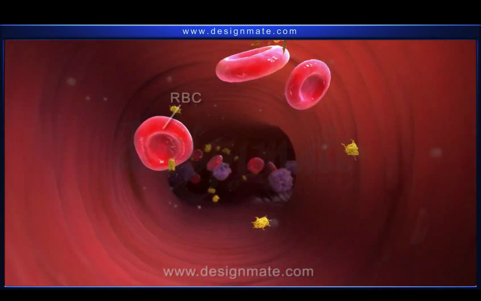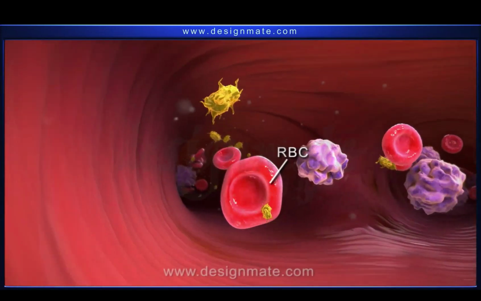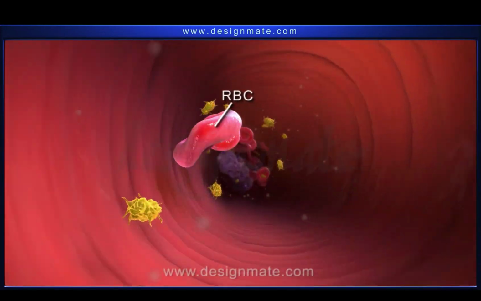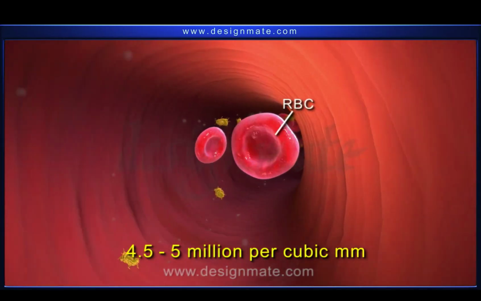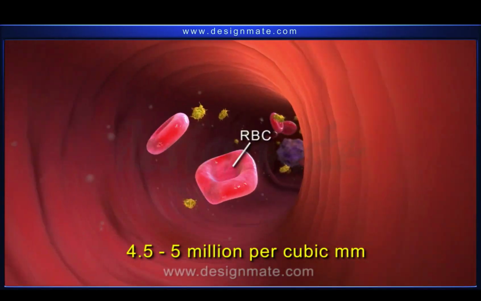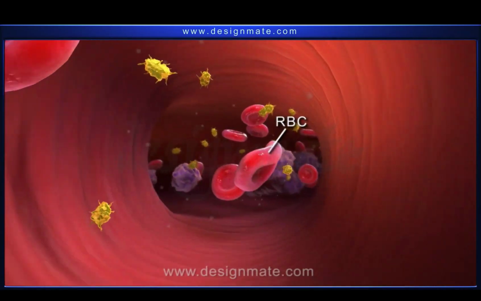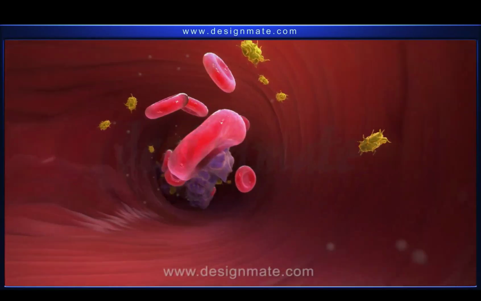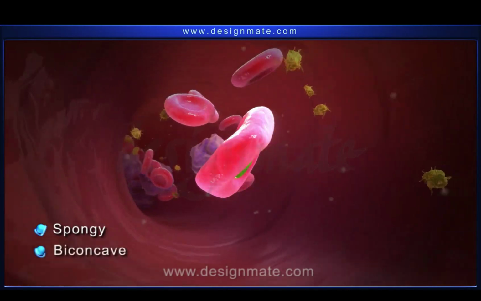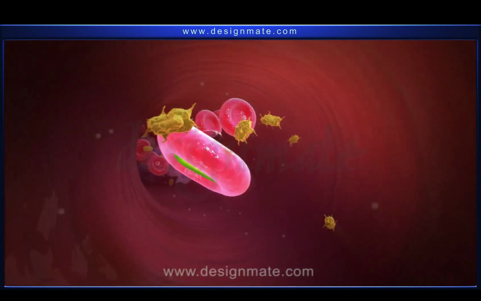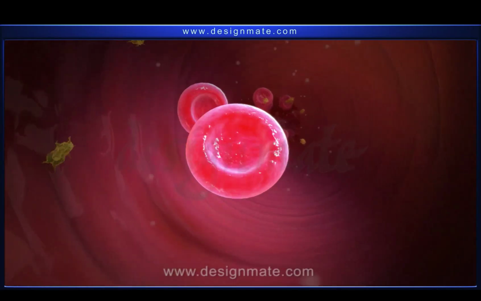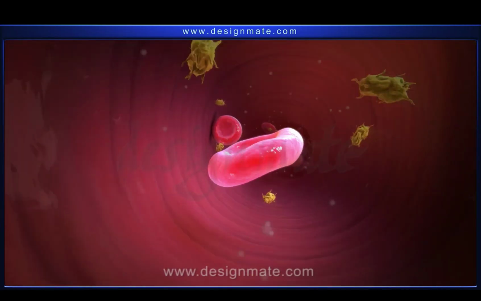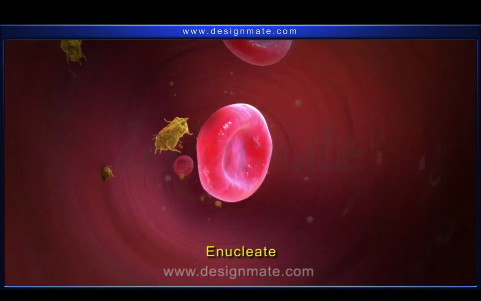The red blood corpuscles are the most commonly found blood cells, and the number ranges from 4.5 to 5 million per cubic millimeter. This 5 liters of blood contains 25 trillion of these cells. The RBCs are spongy biconcave discs which have a diameter of around 8 microns. These RBCs are devoid of a nucleus, hence they are said to be enucleate.